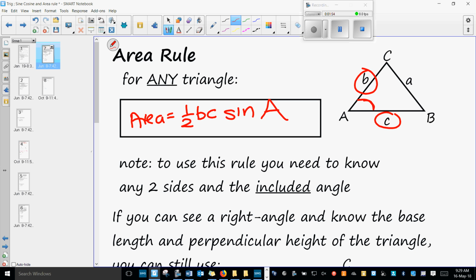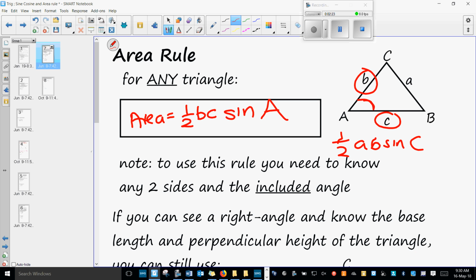But remember, my big thing is that labeling is not important. It's the positioning of your information that you've been given that is important. So in the formula booklet, you have half AB sine C, but it works the same. As you can see, A and B are surrounding angle C, so the rule works. If you have two side lengths and the angle surrounding it, you can find the area of the triangle.